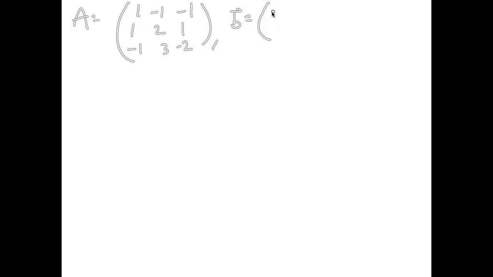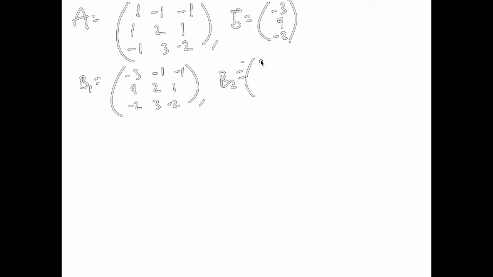So here we go. A and B over again. Here's A. 1, negative 1, negative 1, 1, 2, 1, negative 1, 3, negative 2, negative 3, 9, and negative 2. There we go. Now for Cramer's rule, we also need the matrices B1, B2, and B3, which are computed by taking A and replacing the appropriate column with B. So the first matrix is negative 3, negative 1, negative 1, 9, 2, 1, negative 2, 3, negative 2. B2 equals 1, 1, negative 1, negative 3, negative 1, 9, 1, negative 2, negative 2. And B3 equals 1, negative 1, negative 3, 1, 2, 9, negative 1, 3, negative 2.